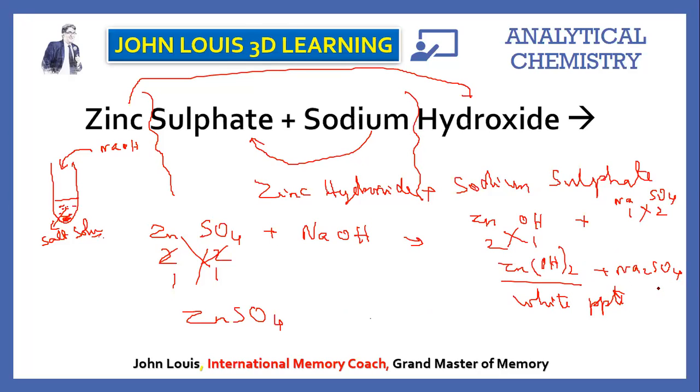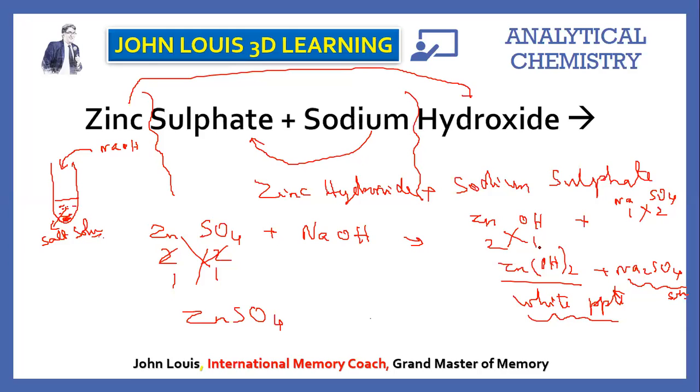So zinc hydroxide is a white precipitate and sodium sulfate will be a solution. Therefore, from the color of the white precipitate, we can come to know zinc is present in the given salt. Sir, calcium also you said white precipitate. Now zinc also you are saying it is a white precipitate. Then how do I know whether it is calcium or zinc? A question arises, no? Do you understand my question? So, sir, you said calcium also forms calcium hydroxide and the color is white. Zinc forms zinc hydroxide, its color is also white.